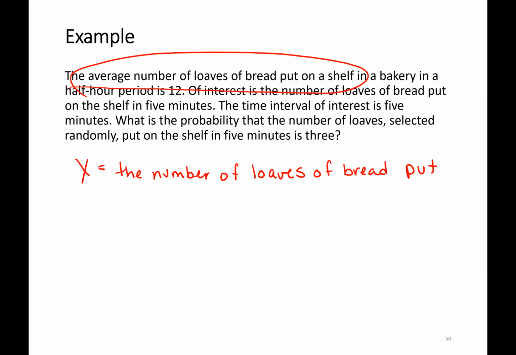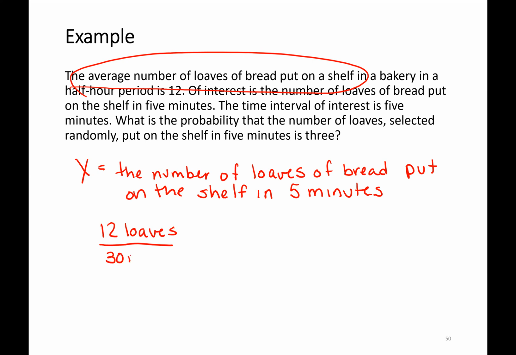So we're given the average in 30 minutes. What we're interested in is the average in 5 minutes. So what we're told is that in a half an hour, we put up 12 loaves of bread. So what you're given is that in a 30-minute period, there are 12 loaves of bread. So we could just reduce this by dividing out a 6, and we could see conveniently that in a 5-minute period, 2 loaves of bread are put on the shelf.